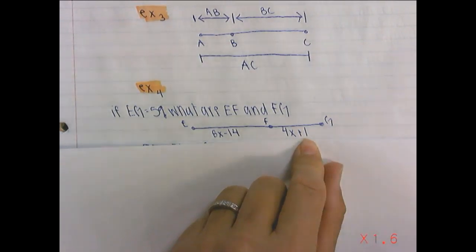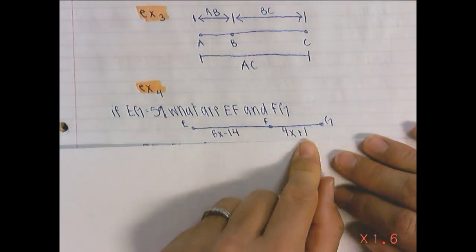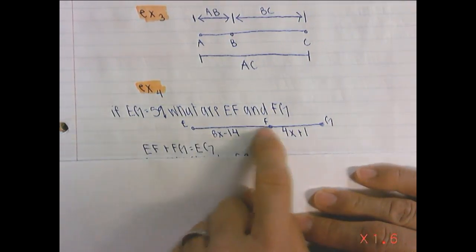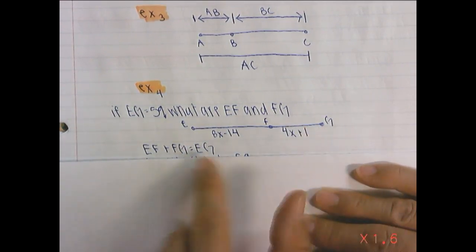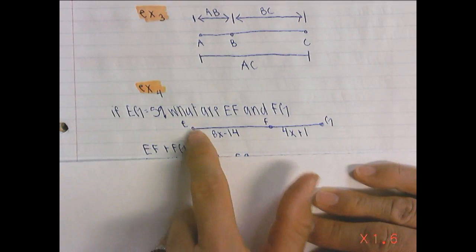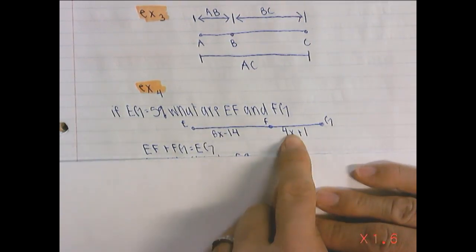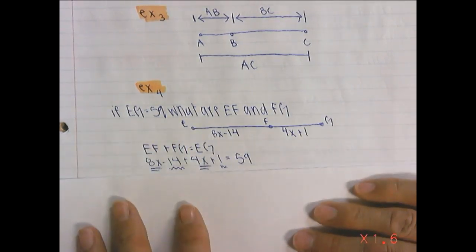Okay, well that's great. Using segment addition, can we figure this out? We sure can. I'm going to take EF, this segment, add it to FG, this segment, and set it equal to the entire segment. So using these two expressions, I'm going to add them together and set it equal to the length of the entire segment.